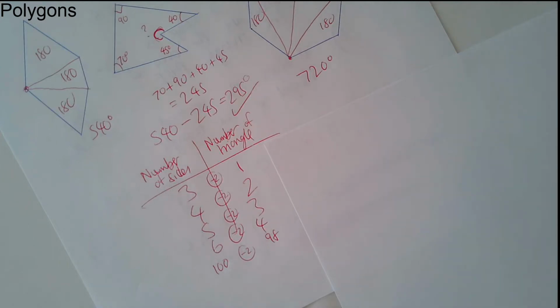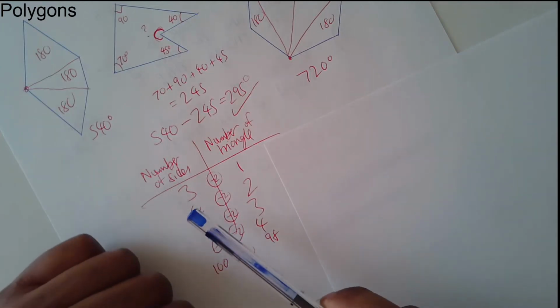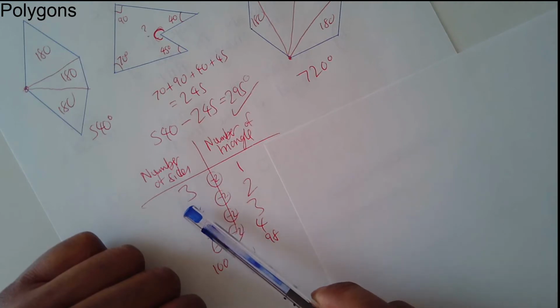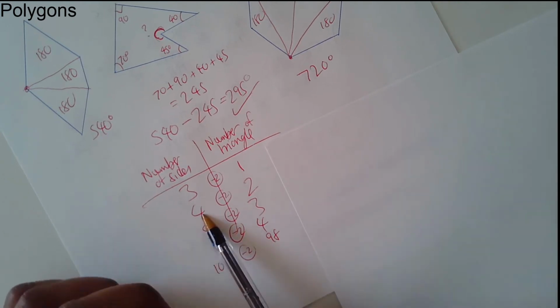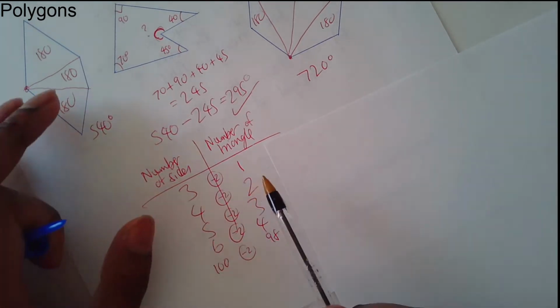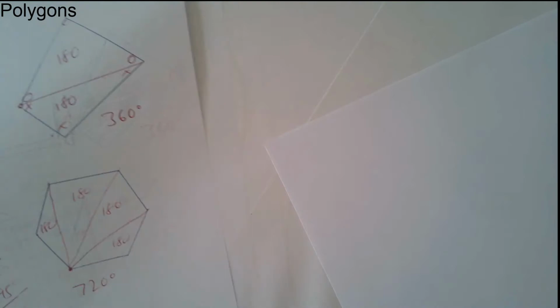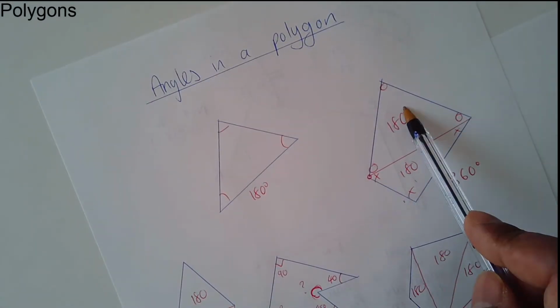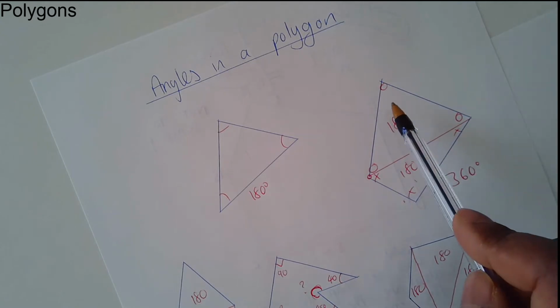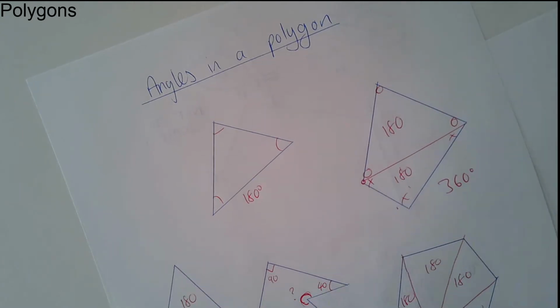In a previous video, we saw that there is a connection between the number of sides of a polygon and the number of triangles within it. So for example, a four-sided shape would have two triangles in it, right there. So a four-sided shape's got two triangles, so that's 180, 180, that makes 360. So the inside angles add up to 360.